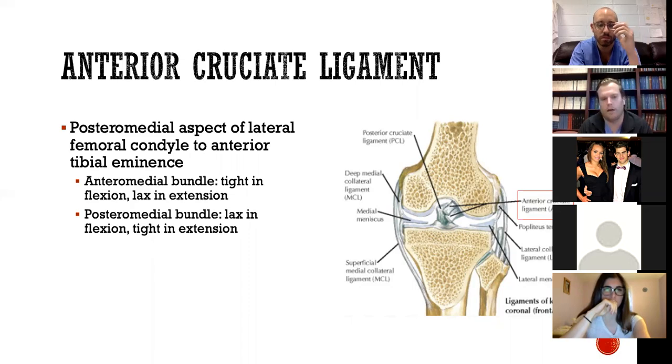The anterior medial bundle, as you can guess, is more anterior. If you think about it, it's tight in flexion. As you bring the knee through flexion, the structure that's more anterior becomes tight as the posterior structure becomes lax. And then the posterior lateral bundle is vice versa. It's lax in flexion and tight in extension.